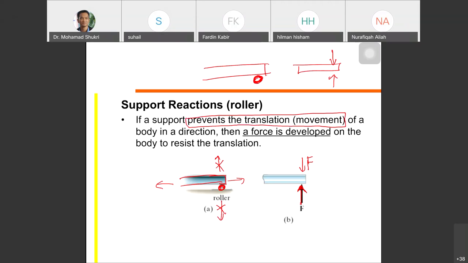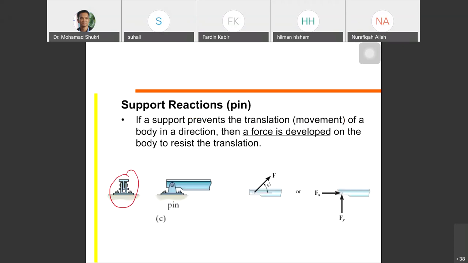Alright, for more examples. Support number two, we have a reaction or pin. So pin reaction, like this one. It cannot move to the left, it cannot move to the right, it cannot move upward, and it cannot move downward. But it can rotate clockwise and counterclockwise.